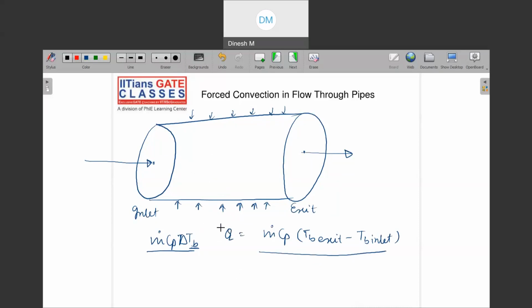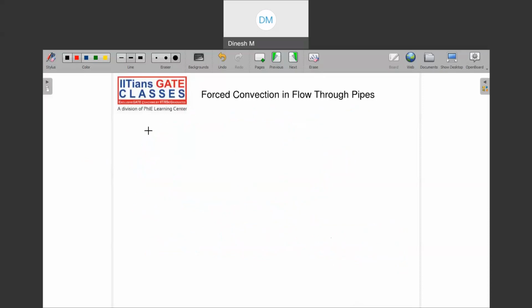So now I know how to find out the heat exchange when you are working with flow through pipes, right? So now let us try to find out the mathematical expression for TB. Like just now you know that I will write TB exit, TB inlet, and TB itself you will have to find out, right? So let us now find out what is TB. So how do we find out TB is like this.